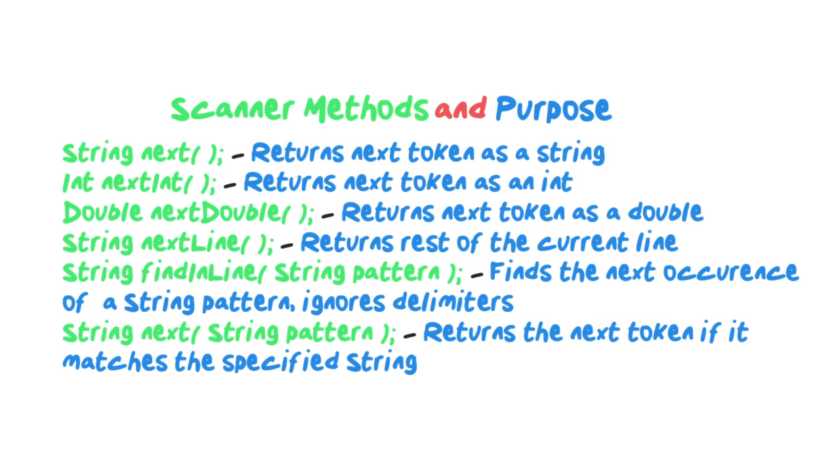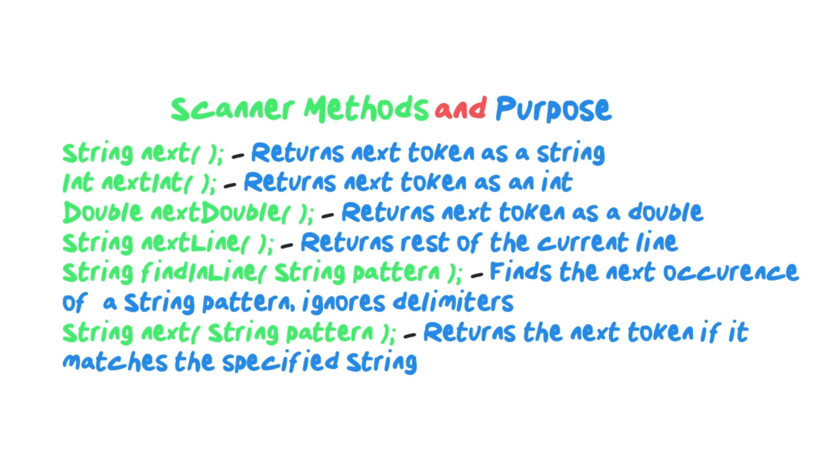The Scanner class uses many different methods to input data. These include numeric methods like nextInt and nextDouble, as well as string methods like next, findInLine, and nextLine. Most of these methods are pretty self-explanatory. Use these to take in the token of the input type specified in the method. The only exceptions are the last three methods.